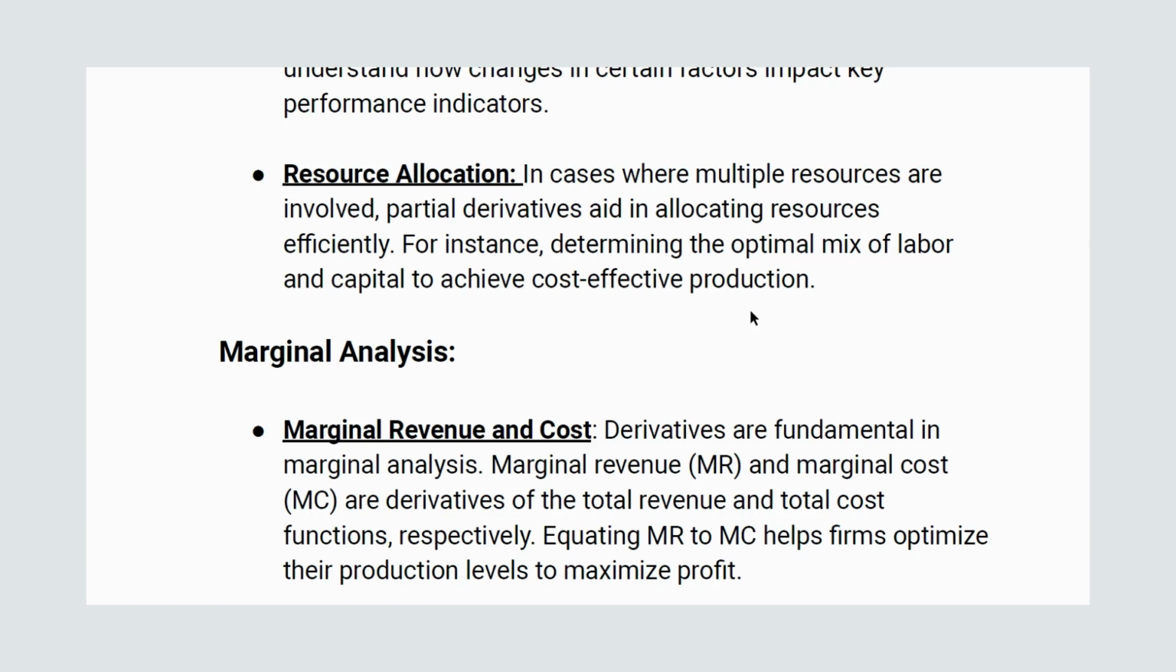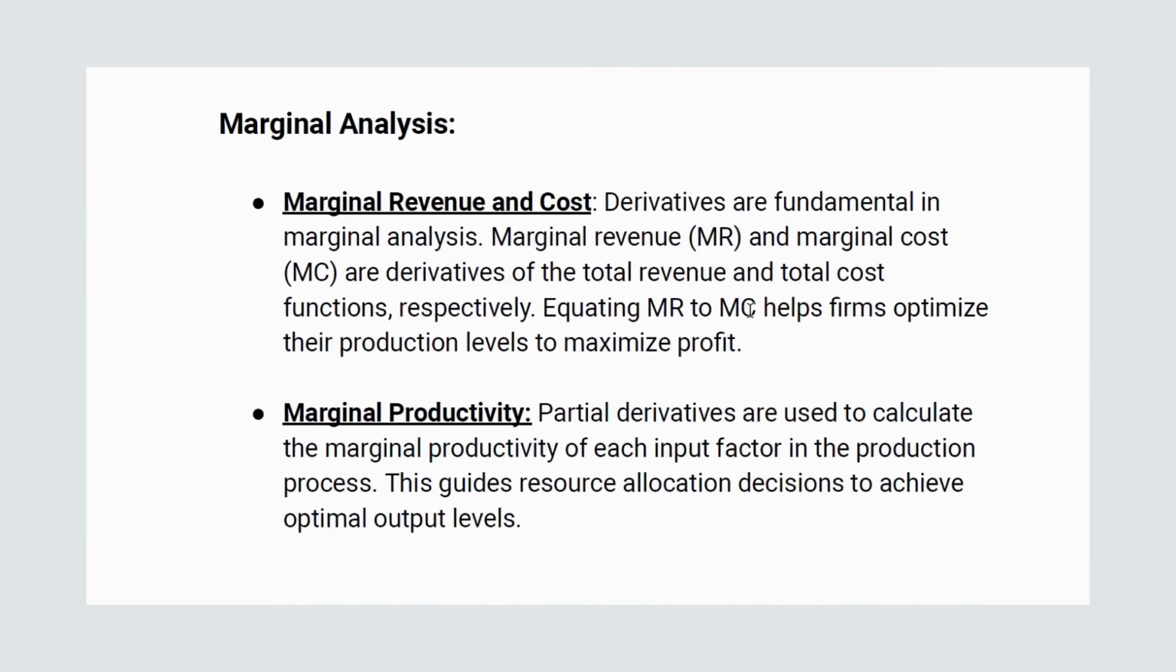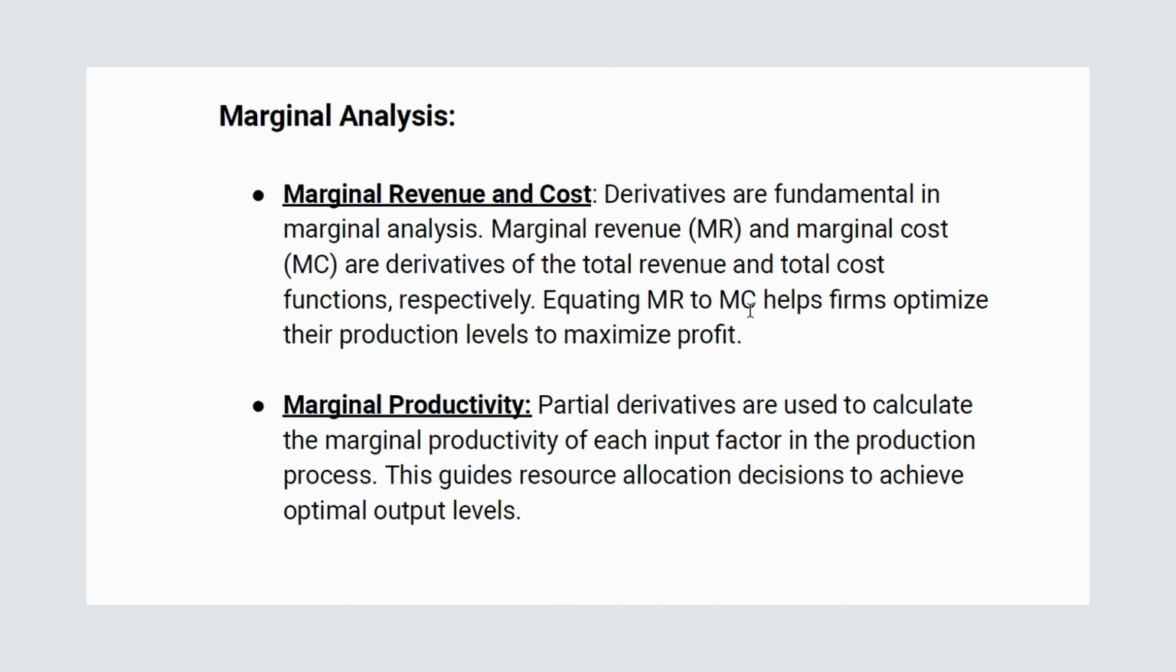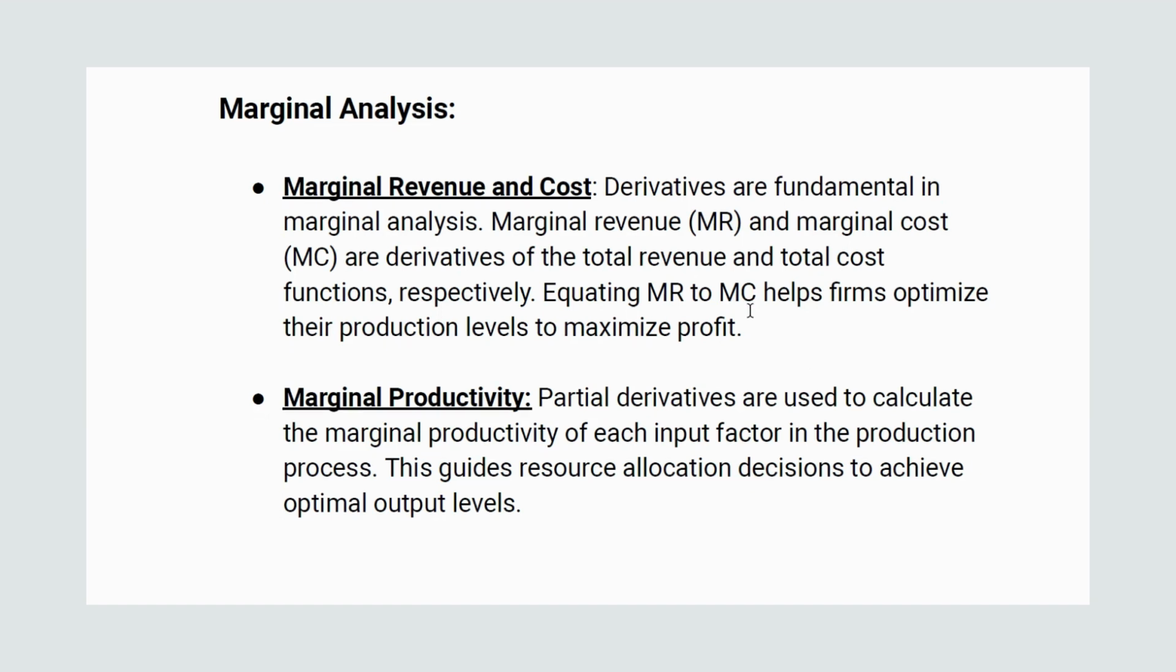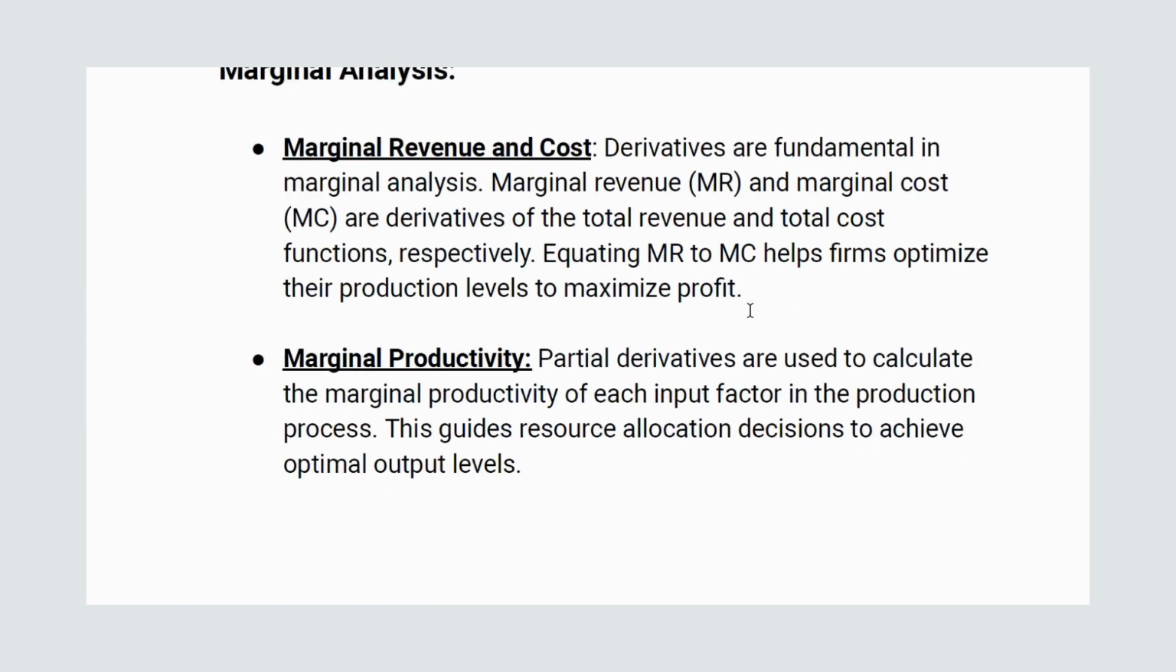We can also say that derivatives are fundamental in marginal analysis, because marginal revenue and marginal cost are the derivatives of total revenue and total cost. Equating MR to MC helps firms to optimize their production level to maximize profit. So we can say marginal revenue and cost as well as marginal productivity. In marginal productivity, partial derivatives play an important role because they help to calculate the marginal productivity of each input factor in the production process. So it guides the allocation of resources for managers to take the right decisions to achieve the optimal output levels.